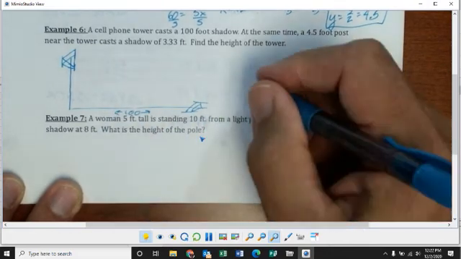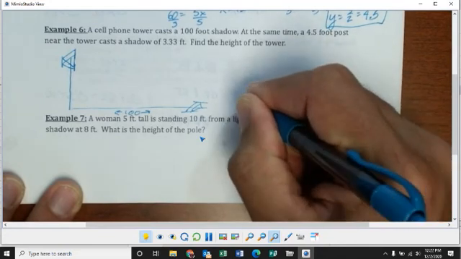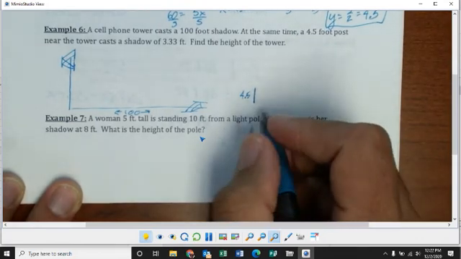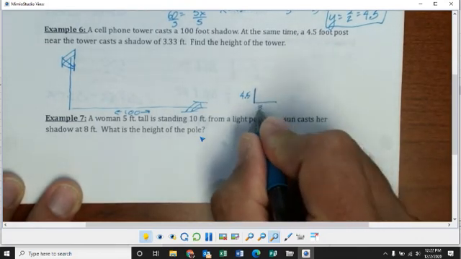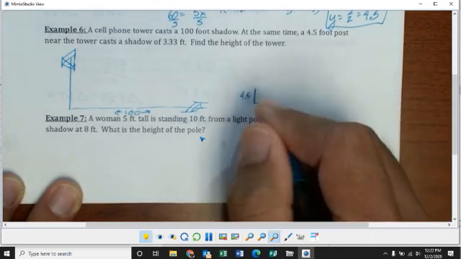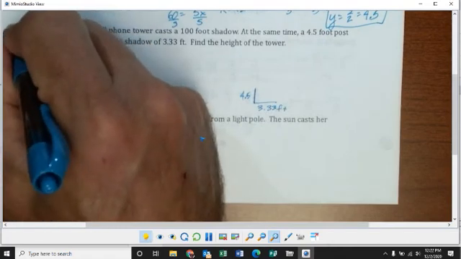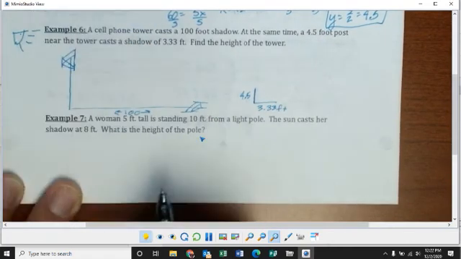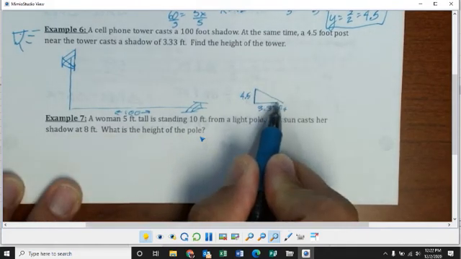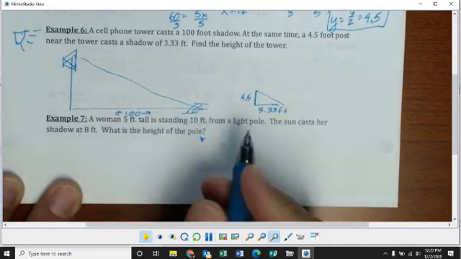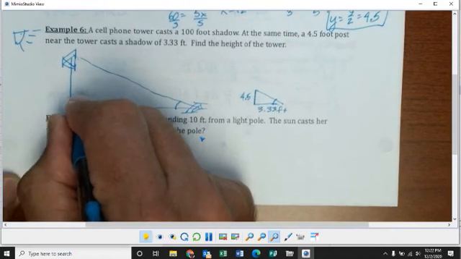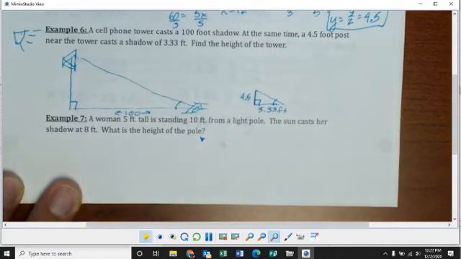At the same time, we have a 4.5-foot post. This is just a post. Nothing you can do for a post. Near the tower, it casts a shadow of 3.33 feet. All right, so this is the shadow here. Now we've got the same sun. The same sun is shining on them both. So that means that the angle of the shadow, when I connect the top of the shadow to the top of the figure, is going to give me congruent triangles. All right, there we go, by angle, or similar triangles.